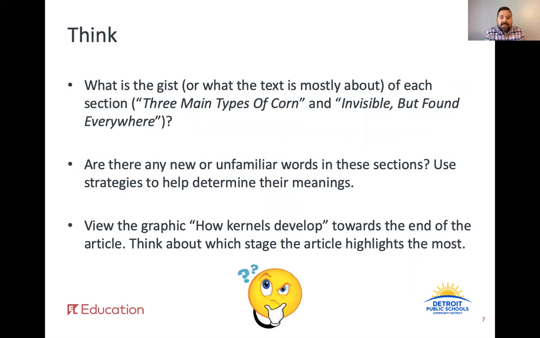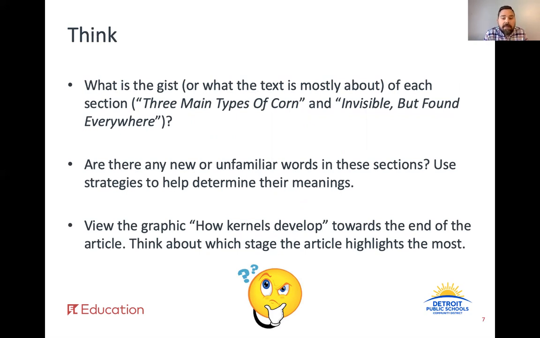Now that we've read the text together, I want you to think about a couple things. Remember, the gist is your initial thinking about what the text is mostly about. So think, what is the gist? Especially for the sections, 3 Main Types of Corn and Invisible but Found Everywhere.